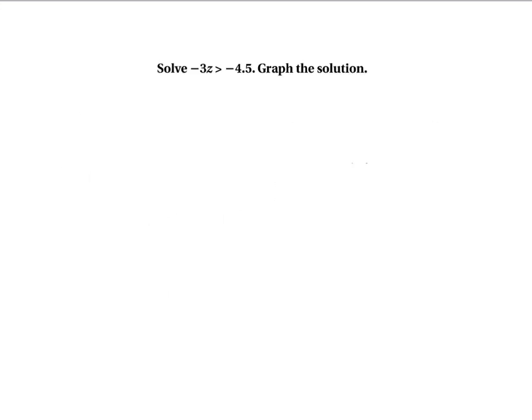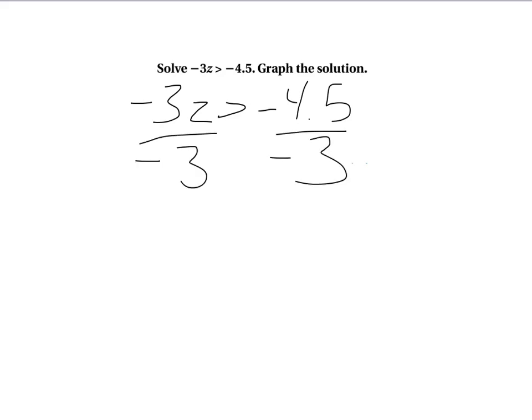Alright, one more example we should look at here. Negative 3z is greater than a negative 4.5. I'm going to divide by negative 3 on both sides. These cancel out. I'm looking at z. Now in this case, again, I divided by a negative, so that's going to change my symbol on this side of the inequality. It's going to become a positive 1.5. Because I divided by a negative 3, I am going to flip the symbol this direction.